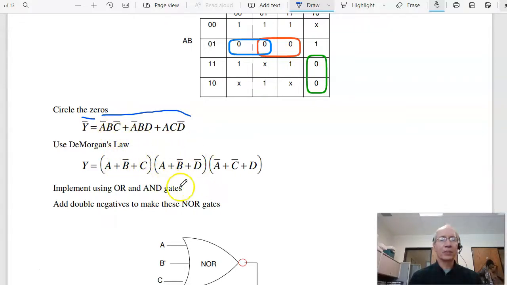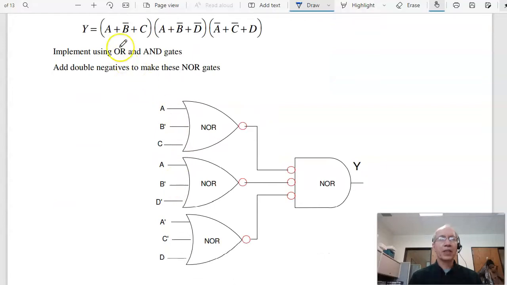So there's my logic. To implement it, I would take A or B bar or C, ORed it, again ignore the red circles for now. That gets ORed together, ANDed with A, B bar, D bar, so here's A, B bar, D bar, ANDed with A bar, C bar, D. And the trick again is to convert to NOR gates. I throw in a double negative, OR NOT is NOR, NOT AND is also NOR. So to implement logic using NOR gates, I circle the zeros.